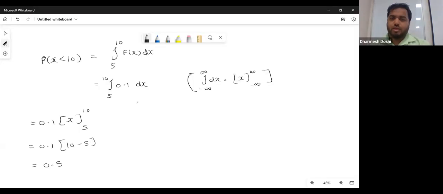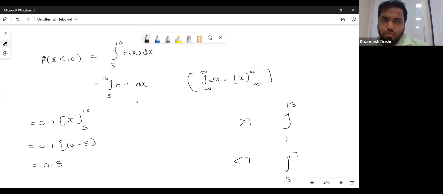Any other question, Anisha? Sir, we use integration of f of x dx now. If it is greater than or less than also, we use the same? Yes, same thing. Integration will not change. Here, when we say greater than 7, we start at 7 and go to 15. If I say less than 7, then starting from 5 minutes, at most 7. Okay, sir. Integration is used because we have the continuous case.